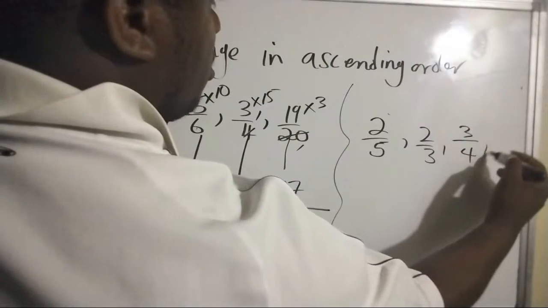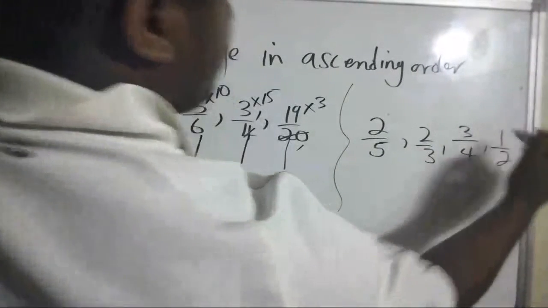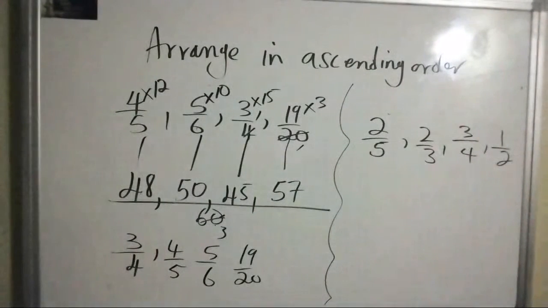3/4 and 1/2. Check that one, guys. Arrange in ascending order also. So it's 2/5, 2/3, 3/4, and 1/2.